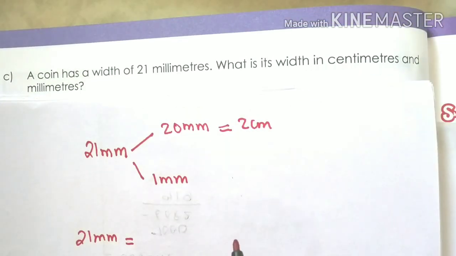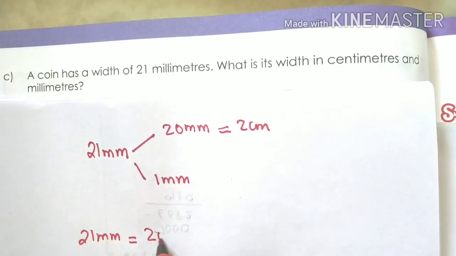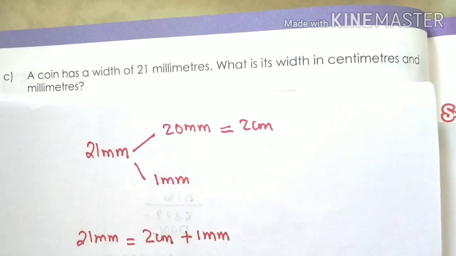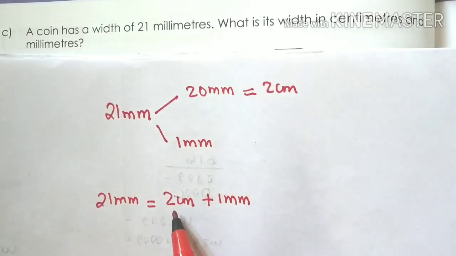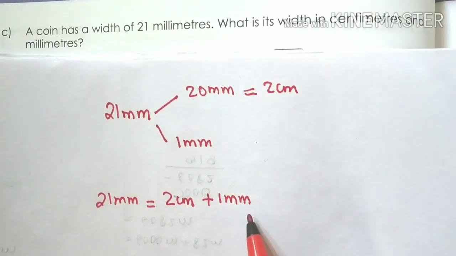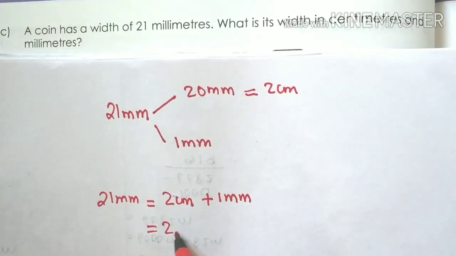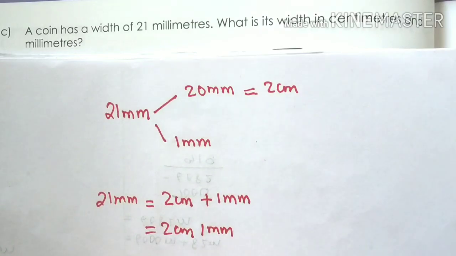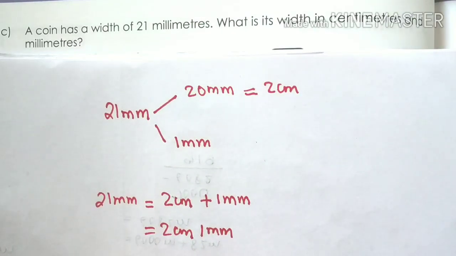Students, now we can combine 2 centimeters and 1 millimeter. 2 centimeters plus 1 millimeter. So students, 2 centimeters plus 1 millimeter is equal to 2 centimeters and 1 millimeter. So the width of the coin is 2 centimeters 1 millimeter. Now we will discuss comparing lengths in centimeters and millimeters.